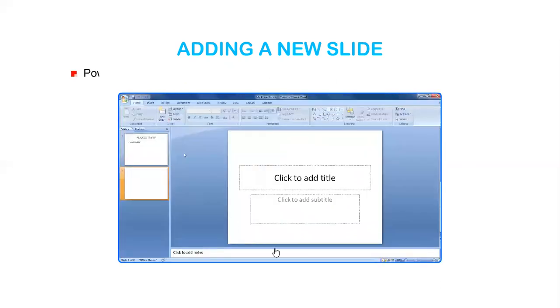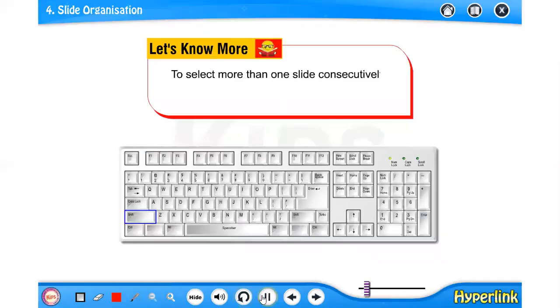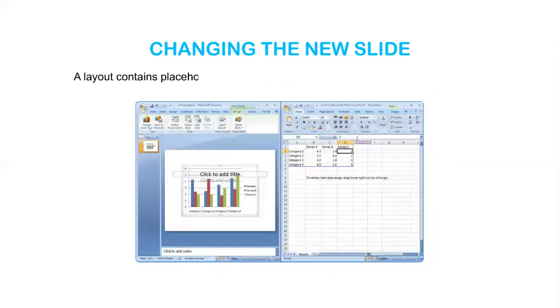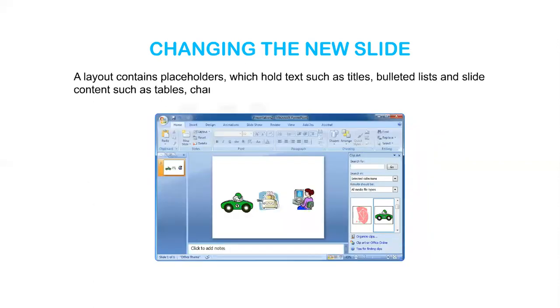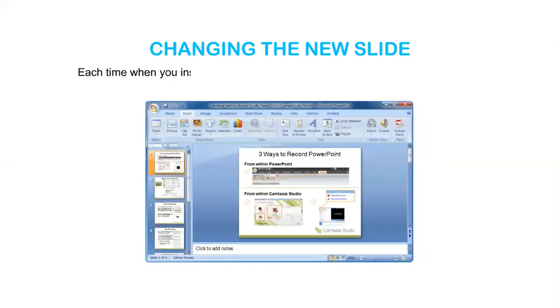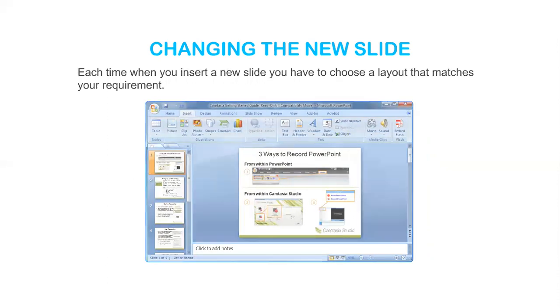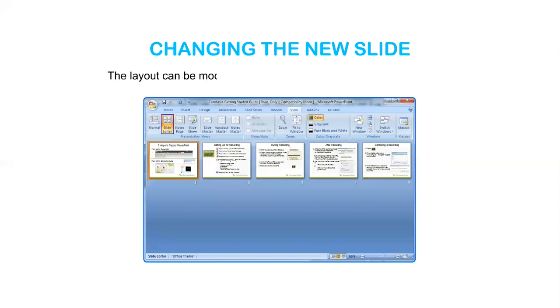Students know that to select more than one slide consecutively, hold down the Shift key while you click on each slide. Let us now learn about changing the new slide layout. A layout contains placeholders which hold text such as titles, bulleted lists, and slide contents such as tables, charts, pictures, shapes, and clip art. Each time you insert a new slide, you have to choose a layout that matches your requirement. The layout can be modified either in normal view or slide sorter view.